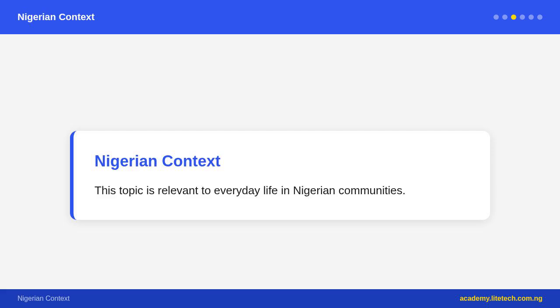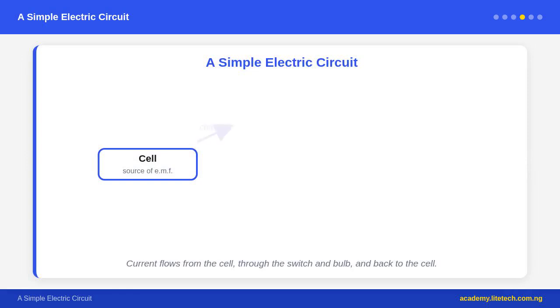In a series circuit, components are connected end-to-end, so the same current flows through all of them. The total resistance is the sum of individual resistances. R total equals R1 plus R2 plus R3. The voltage divides across each resistor in proportion to its resistance. V1 divided by V2 equals R1 divided by R2. The current is the same everywhere. If one component fails, the whole circuit breaks.